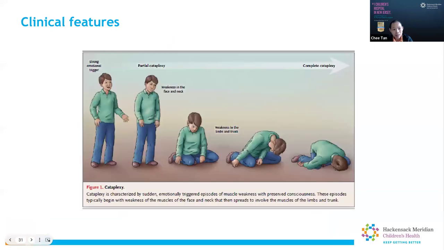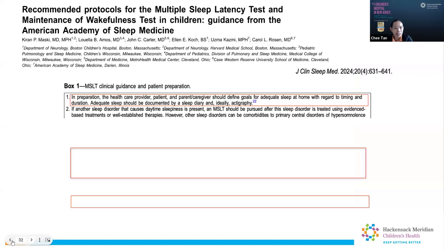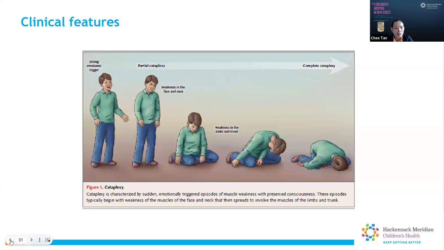Next slide, please. So cataplexy is the most specific feature of narcolepsy. It's usually characterized by sudden emotionally triggered episodes of muscle weakness with preserved consciousness. So typically you get the history about a teenager not able to last through a joke because as she laughs, she starts to have speech slurring and muscle weakness. These episodes typically begin with weakness of the muscles of the face and neck and then spread through the limbs and then the trunk. Their reflexes, if you check them, will be decreased as well.